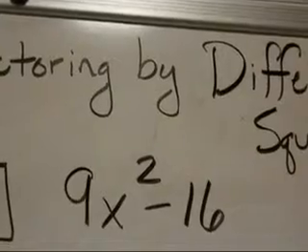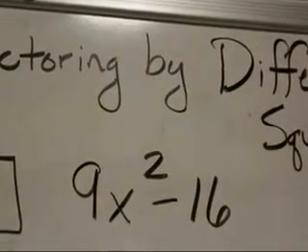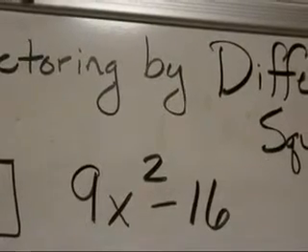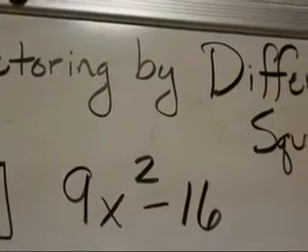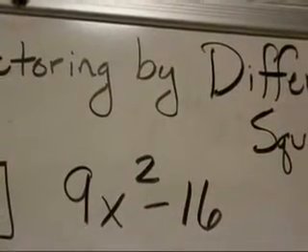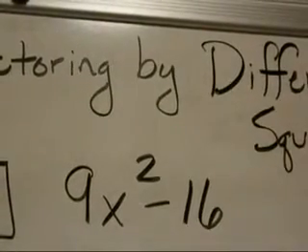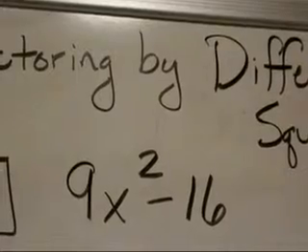Here's our first example: 9x squared minus 16. Ask yourself, is 9x squared a perfect square? Yes. Is 16 a perfect square? Yes. Is this a subtraction problem? Yes. So this is a difference of squares.